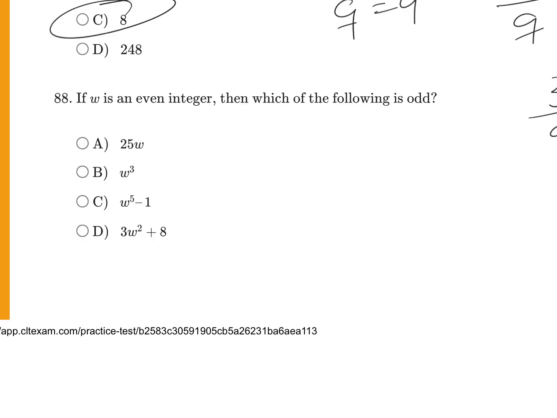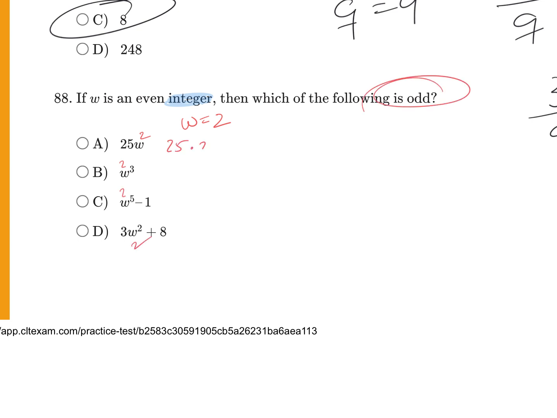Okay, number 88. If W is an even integer, then which of the following is odd? Vocabulary: integer means that it can't be a fraction or a decimal. It has to be a whole number, and it has to be even, like 2, 4, 6, 8. It says, which of the following is odd? Well, all the answer choices are variables. They didn't give us an actual number, so we can pick our own number. Just pick any number to test, any number that's even and an integer. So I'm going to pick 2. Then I'm going to plug in 2 to each answer choice and see which one gives me an odd result.